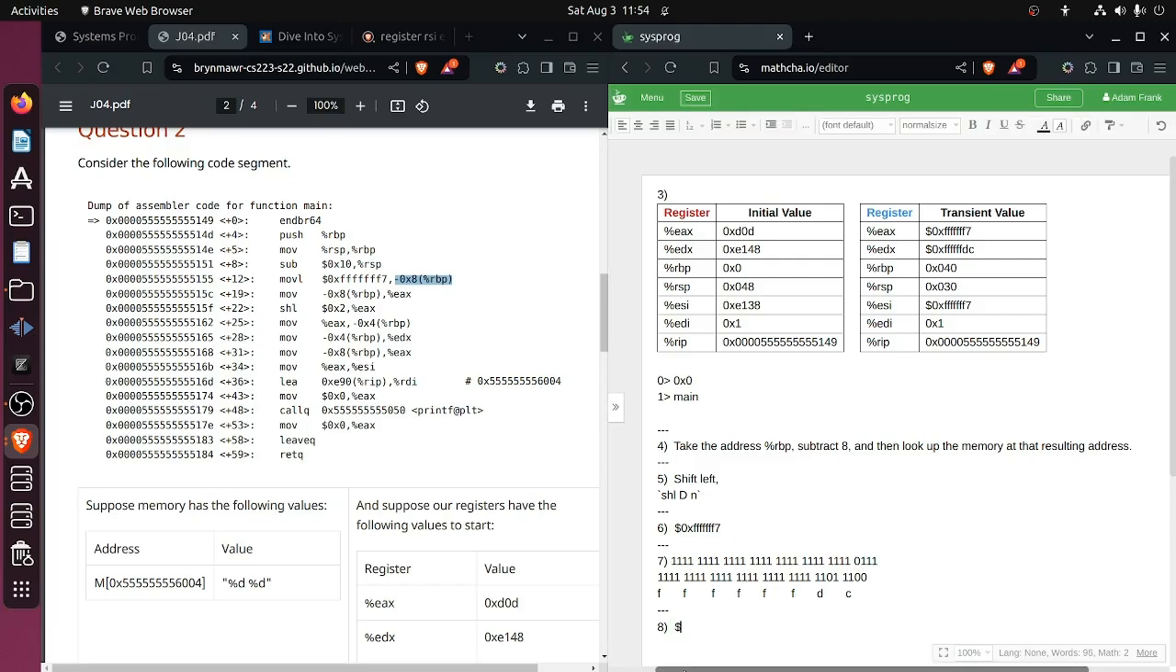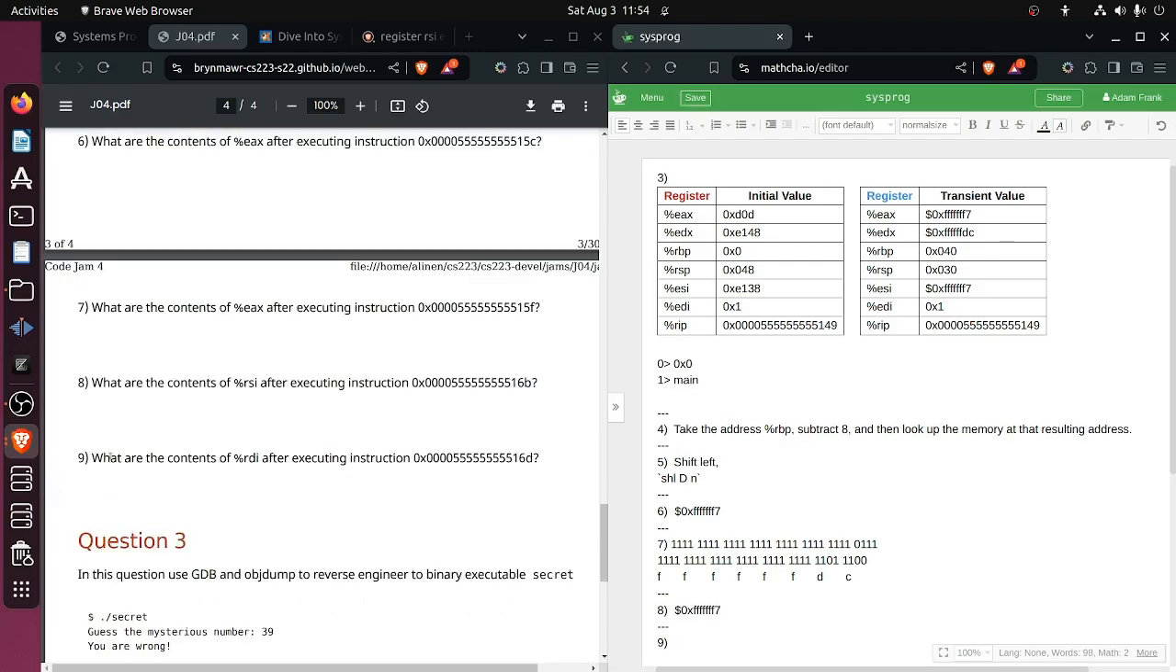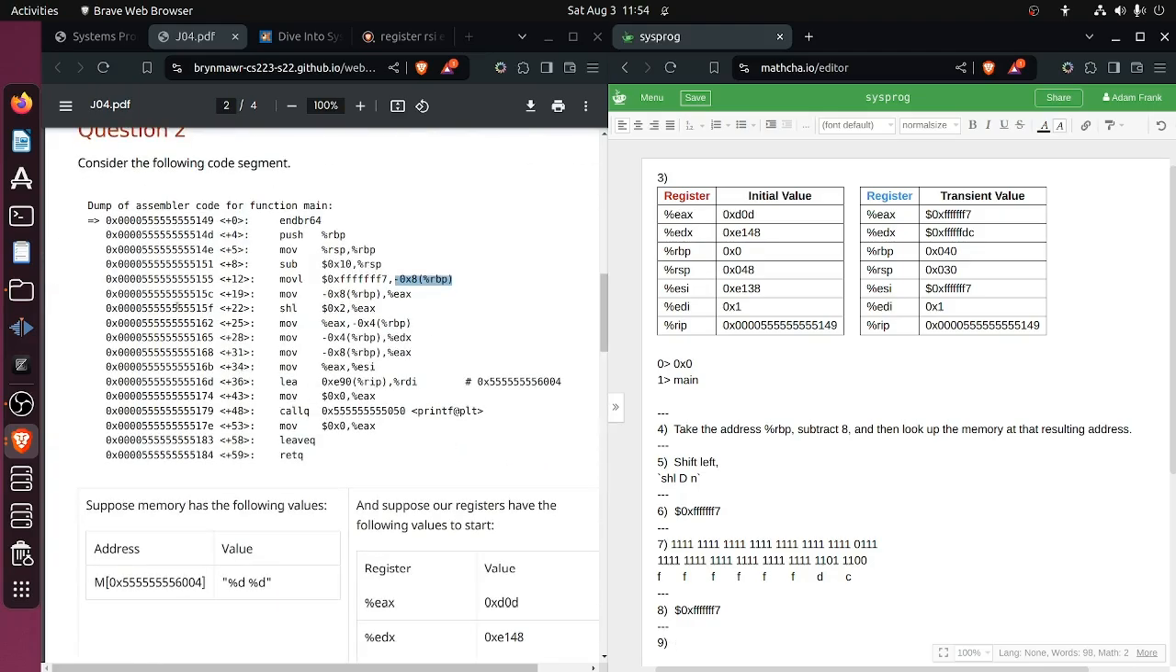And so what is in ESI? It is this x 1, 2, 3, 4, 5, 6, 7, and then a 7. So that's my answer to 8. And we'll end on 9. What are the contents of RDI after 16D? We're loading a value, because that's a LEA, load effective address.